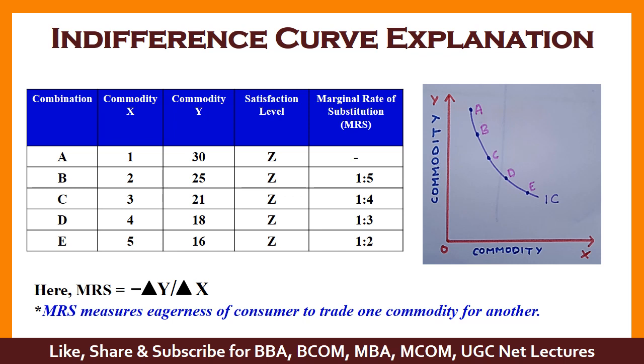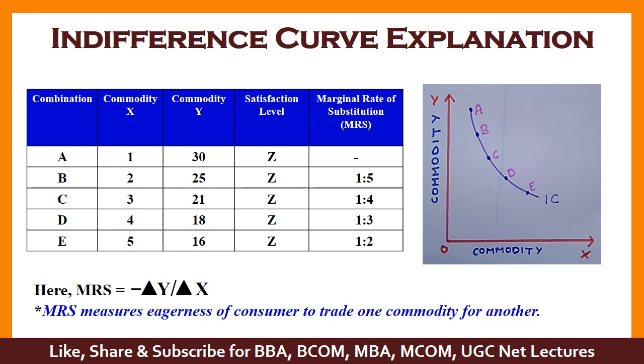Let's take an example by taking the two commodities X and Y. This is shown in the table. As the consumption of X commodity is increased, then Y commodity consumption decreases. But in all these cases, the level of satisfaction remains the same. So in the graph, IC is the indifference curve.